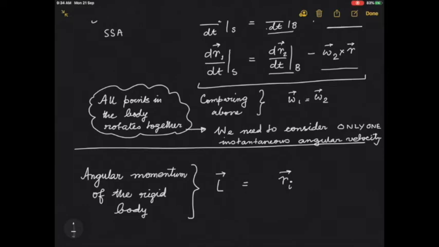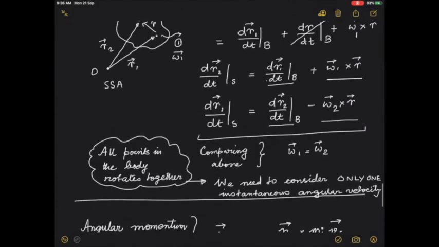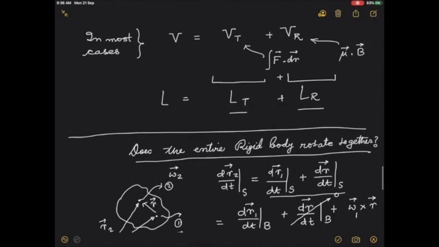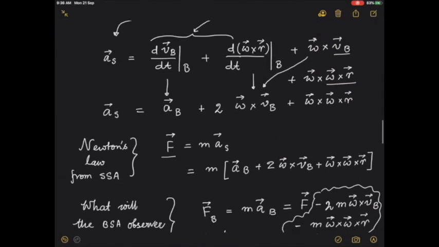And the radius vector to any point in the rigid body from this point is say r. Say to the ith particle, the radius vector is r_i. So the angular momentum of the ith particle will be r_i cross the linear momentum, which is the mass of the ith particle times the velocity of the ith particle. So I am calculating from the origin in the body set of axis. So this r_i is from the origin of the body set of axis.